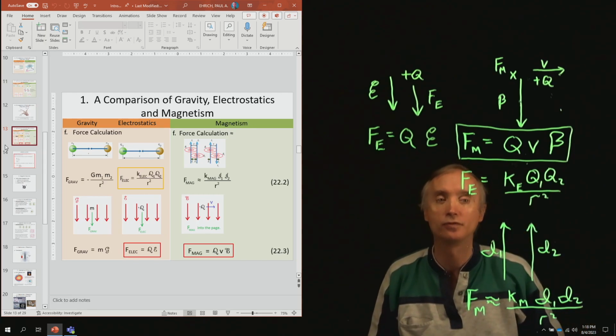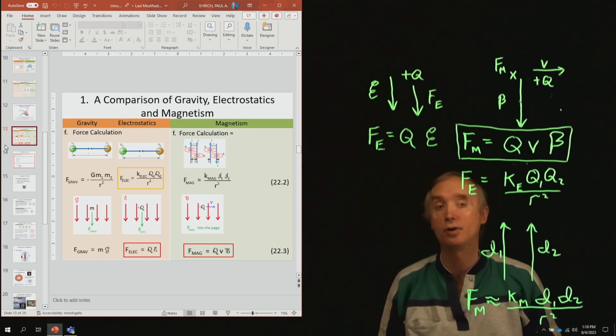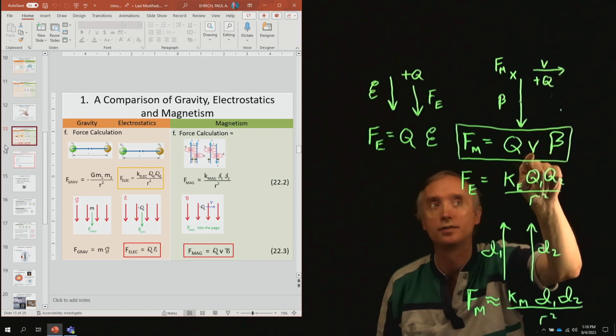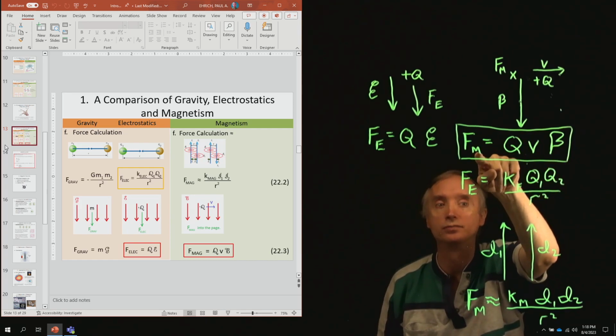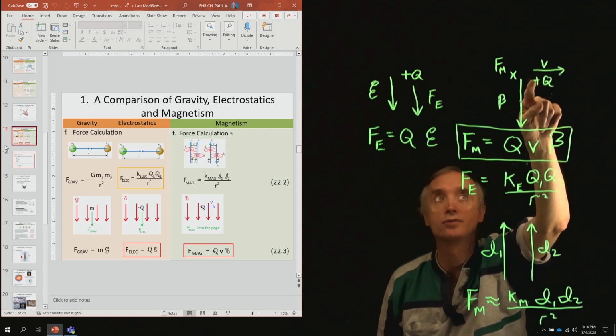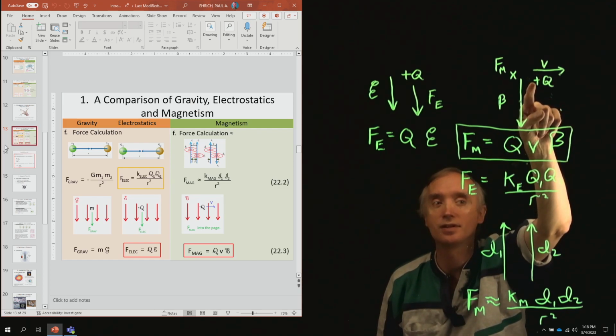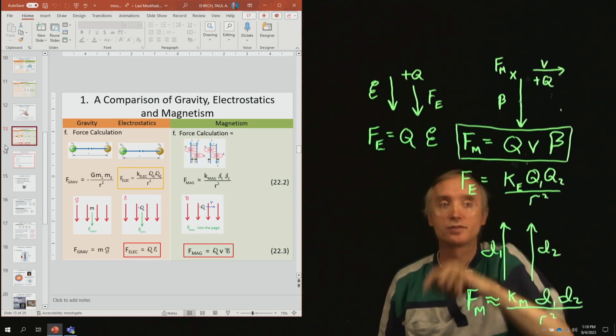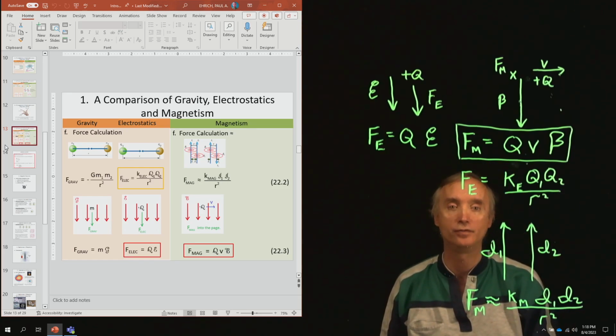So let's assume first that the particle is not moving. So if the particle is initially not moving, what would happen? 0 times anything is 0. So if this charge is not moving, it's just going to stay there. It's not going to do anything. So you do have to have a charge that is moving in order for it to experience the magnetic field.